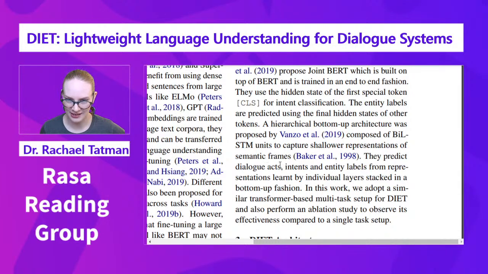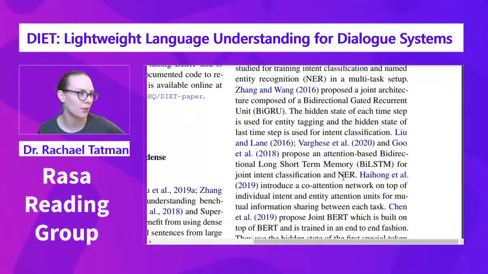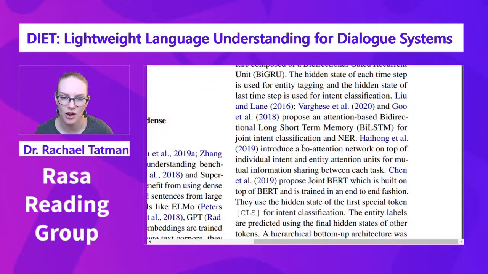They predict dialogue acts, intents, and entity labels from representations learned by individual layers stacked in a bottom-up fashion. In this work, we adopt a similar transformer-based multitask setup for DIET and also perform an ablation study to observe its effectiveness compared to a single task setup. So the difference between this approach and the previous transformer approaches, like this BERT one, is that they required pre-training. BERT is already trained and has a bunch of data. And again, I'm not super familiar with co-attention networks, but I'm guessing that's going to be a different architecture.